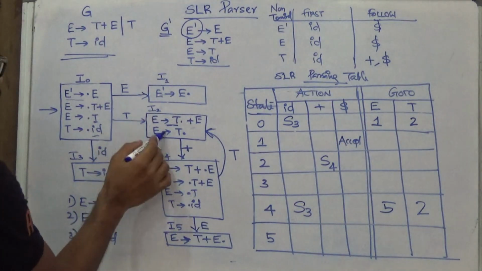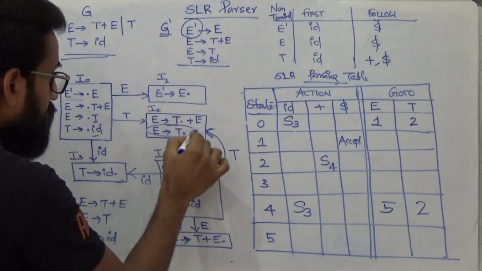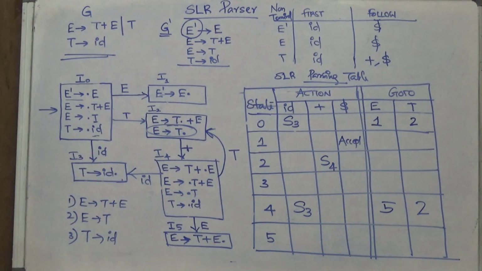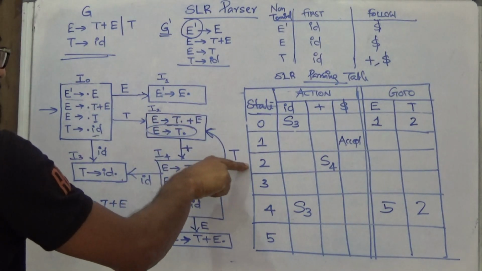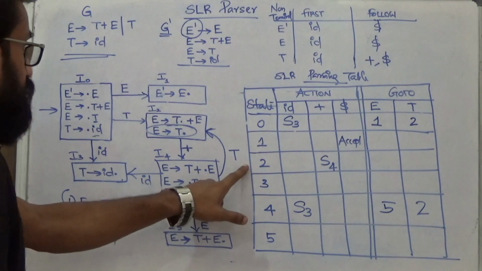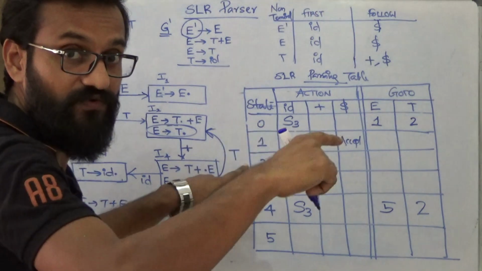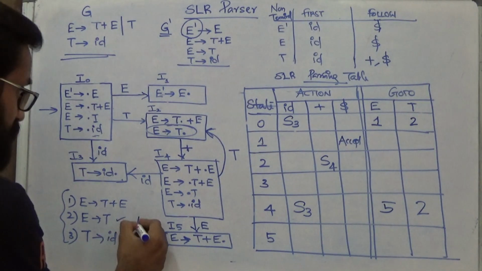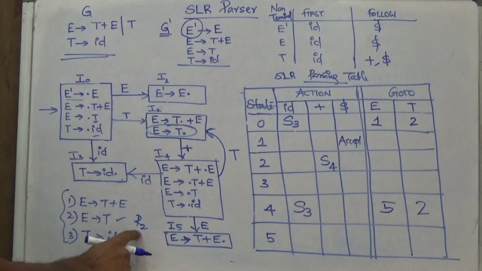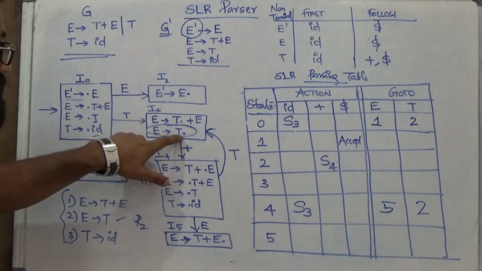Now if I consider state 2, you can identify one item that ends with dot, and if we analyze the set of productions, E giving T is the second production. So you have to create an entry corresponding to reduction in state 2. So in state 2 you have to create an entry in that row representing reduction using production number 2. So you are expected to create entry R2. R2 actually stands for reduce using production number 2.